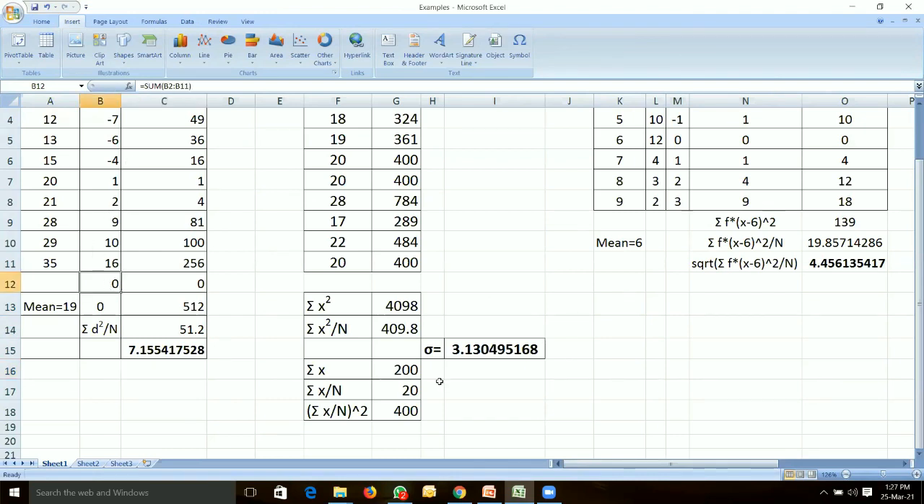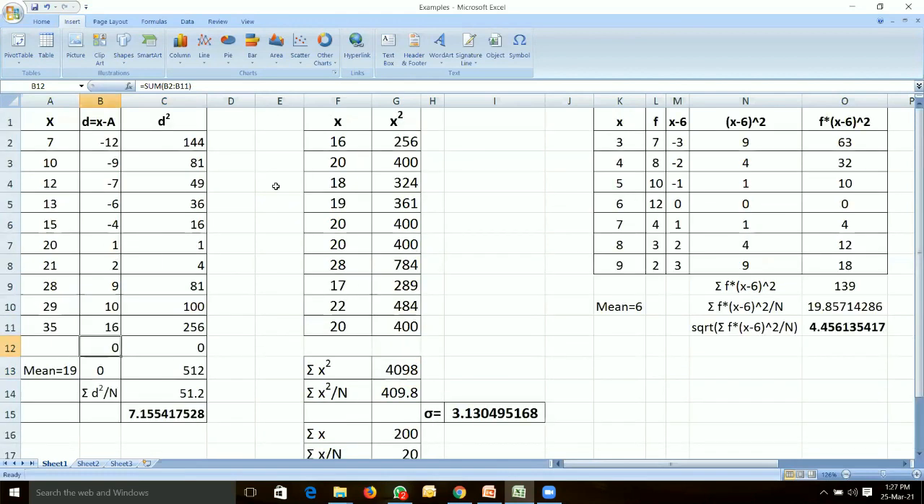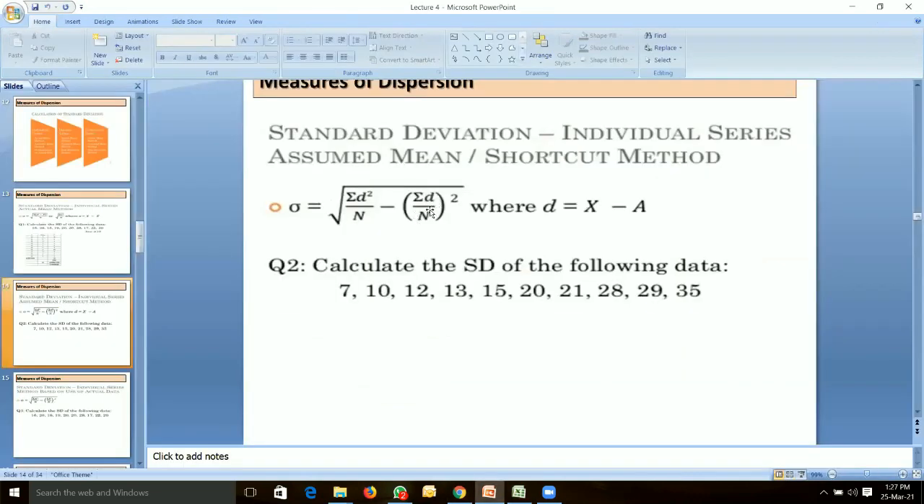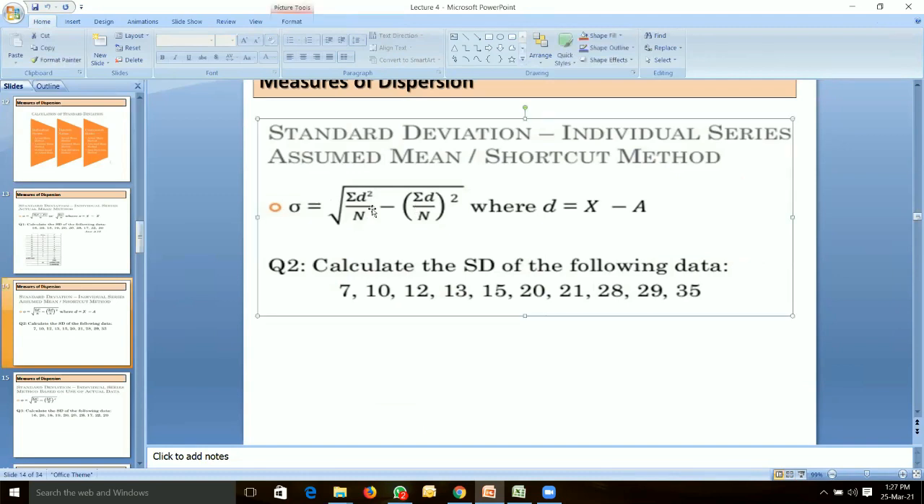Summation of d upon n. So here we have to sum this particular number. Our formula is sum of d divided by n. First summation d square we have already calculated divided by n, that is 51.2. Now we have to minus this term from this. So summation d, I have already calculated that term is 0. So it doesn't matter, it is 0, means 51.2 answer, and you have to take the square root of 51.2. So sigma is equal to 7.1215.